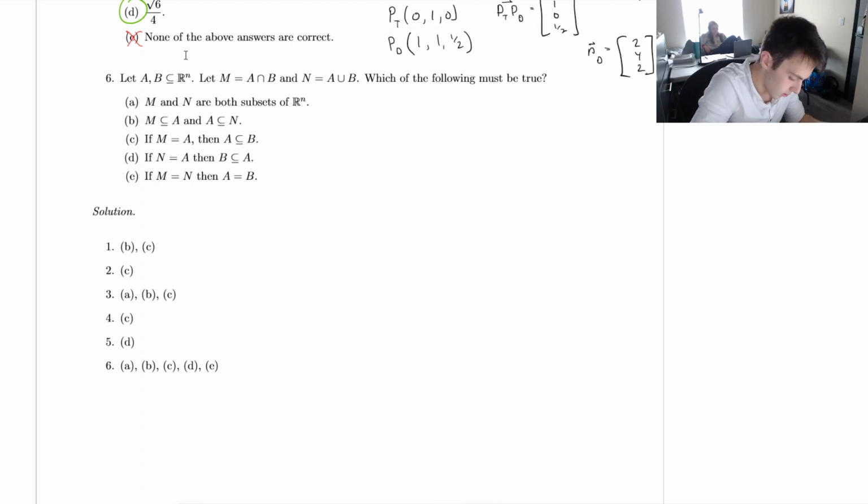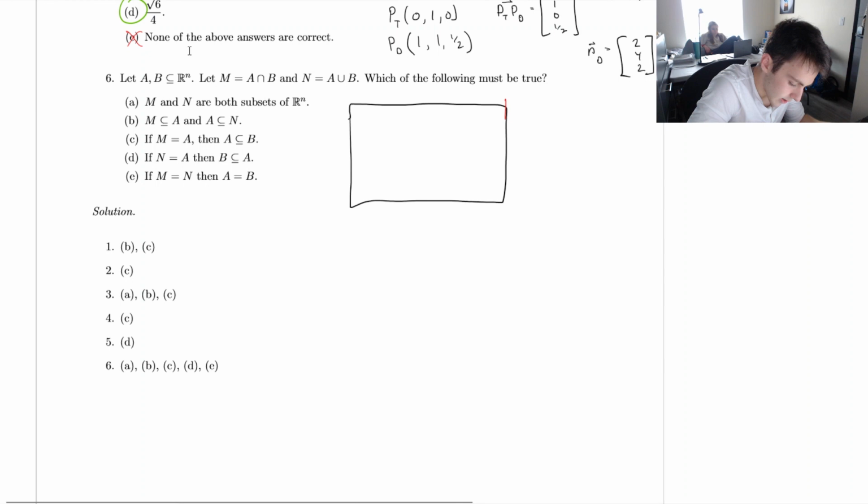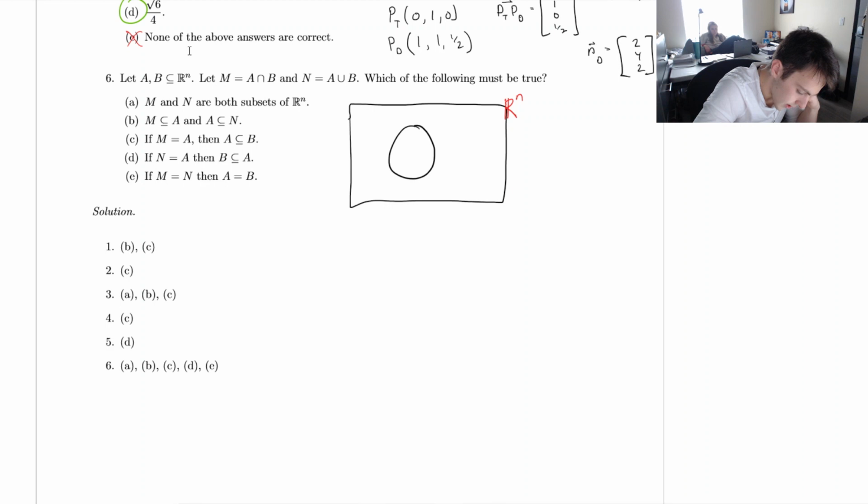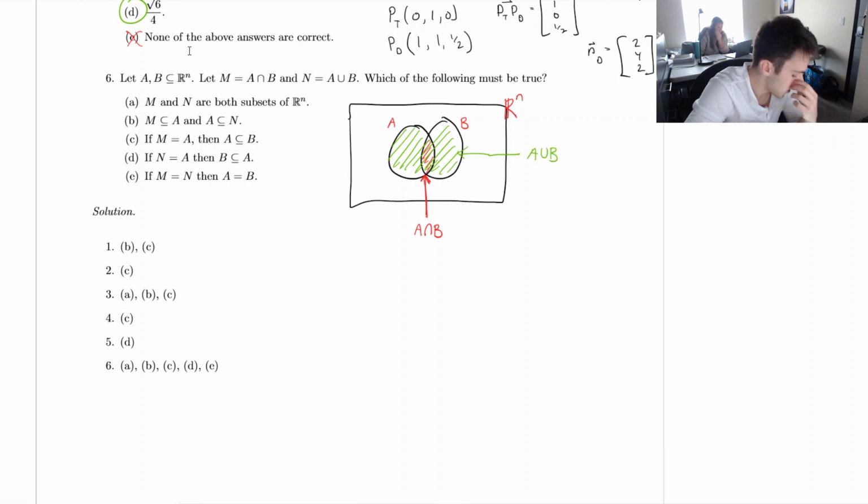So if I had this space, this entire box is Rn, and I've got A and B, so we'll represent that as 2 circles, like a Venn diagram. This is A, this is B. This section that connects both of them right here, that would be A intersection B. And this entire green area here, that would be the union of A and B. So we know that's equal to N. The other one, the intersection, is equal to M.